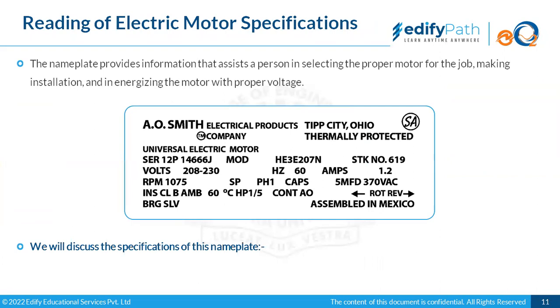Rating of electrical motor specification. Every motor is rated, and they have an identification plate on them where all the parameters of the motor are mentioned: how many kilowatts the motor is, at what voltage it is working, what the RPM of the motor is, the frame size, and the insulation levels. Everything is mentioned on the motor.